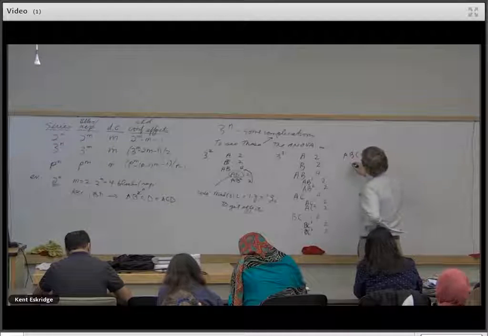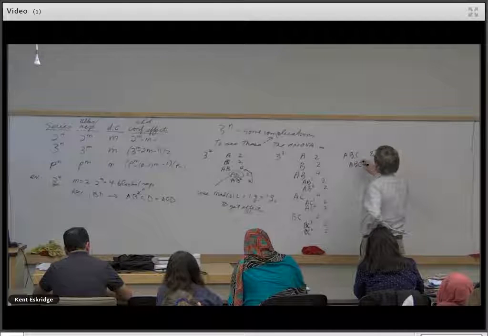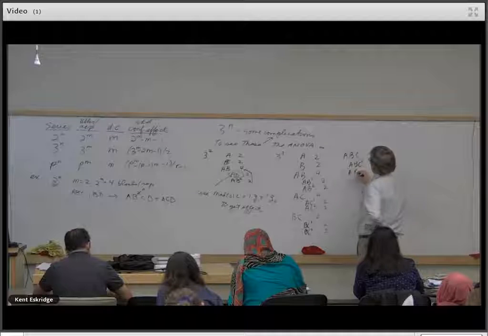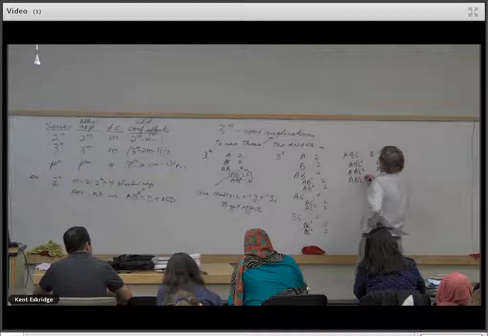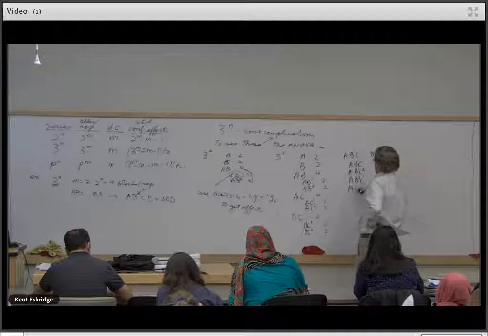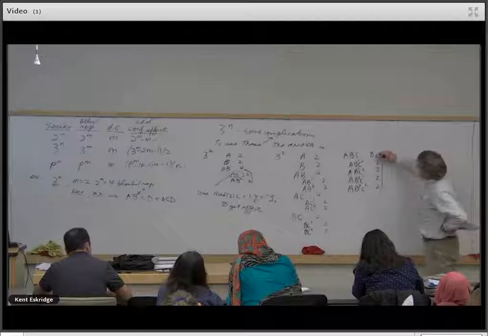And now how many terms are there? There are going to be 8 of them. So it's going to be A, B1, C1, which is 2. A, B1, C2, which is 2. A, B2, C1, which is 2. A, B2, C2, which is 2. That adds up to the 8.